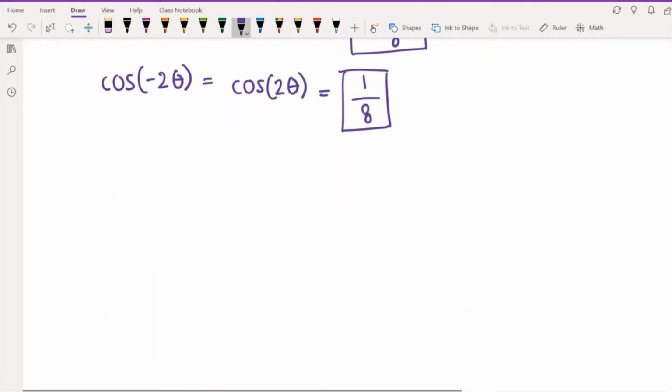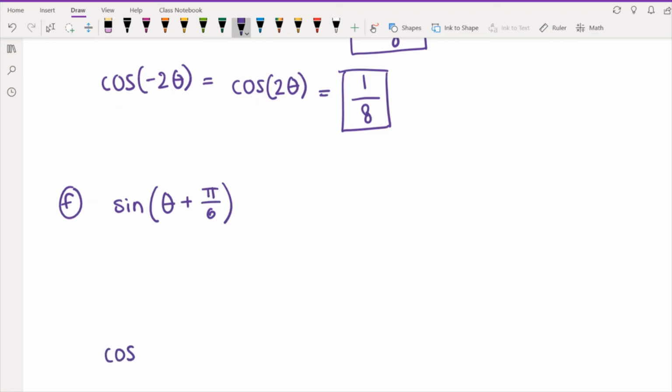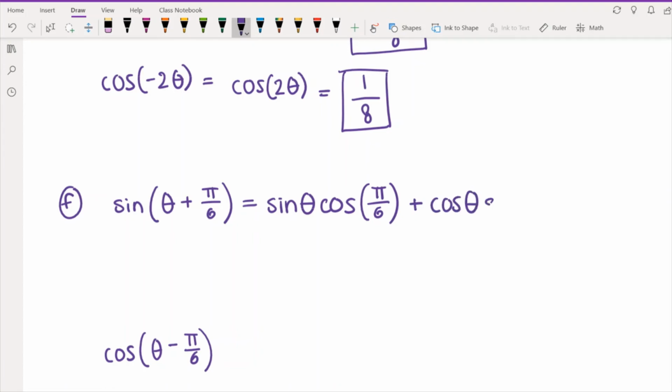All right, now we're on the last question for this one. So the last question asked you to find sine of theta plus pi over 6, and then cosine of theta minus pi over 6. So this is testing that you're able to use the angle addition and subtraction rules. So how did the rule work for sine? Well, basically it says that you do sine of theta times cosine of pi over 6. So you're mixing and matching, plus cosine of theta times sine of pi over 6.